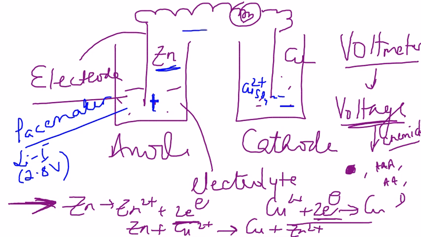And so in order to prevent that, we use what is called a salt bridge, which is nothing but a saturated solution of some kind of an electrolyte. Electrolyte just means that there's an ionic solid, which contains something like, let's say, KCl.